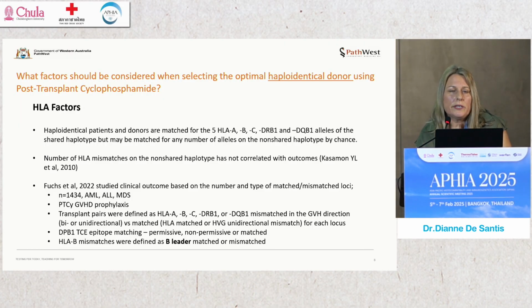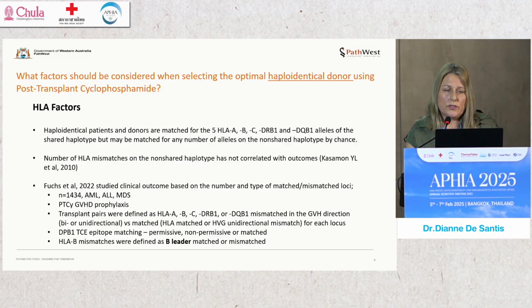So what factors should be considered when selecting the optimal haploidentical donor? Haploidentical patients and donors are matched for the 5 HLA-A, B, C, DR, DQ alleles of the shared haplotype, but may be matched for any number of alleles on the non-shared haplotype by chance. However, the number of HLA mismatches on the non-shared haplotype has not been correlated with outcomes.